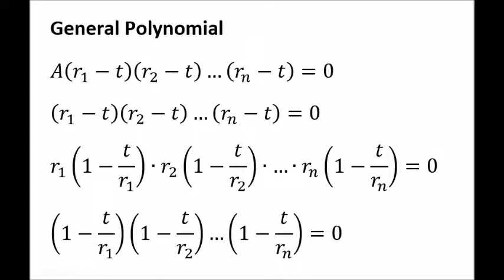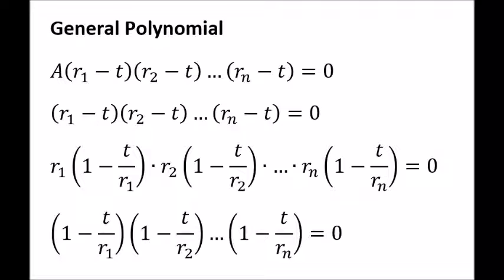Now let's dust off that stuff we learned in algebra class. Every polynomial can be expressed as the product of the roots minus the independent variable. r1 minus t times r2 minus t, and so on. We can divide both the left-hand side and the right-hand side by the scale factor a. Then in the third line, we factor out the roots. We can divide both sides by r1, r2, etc., which leaves us with the expression in the last line.